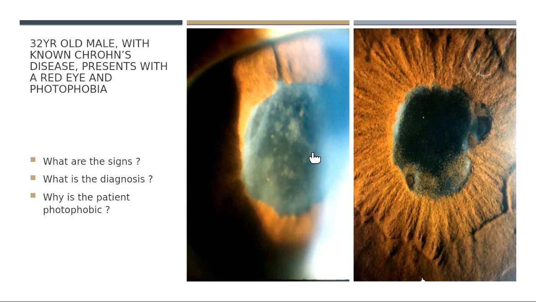What do you think is happening here? What are the signs? A 32-year-old male with Crohn's disease, presenting with a painful red eye and photophobia. Do you have any idea? What do you think is happening? All right, let's try this photograph.